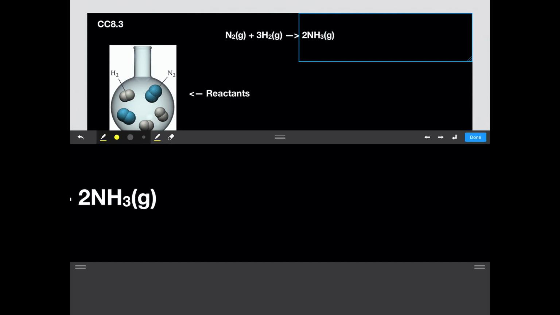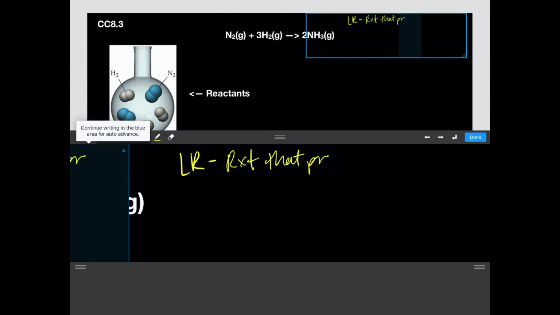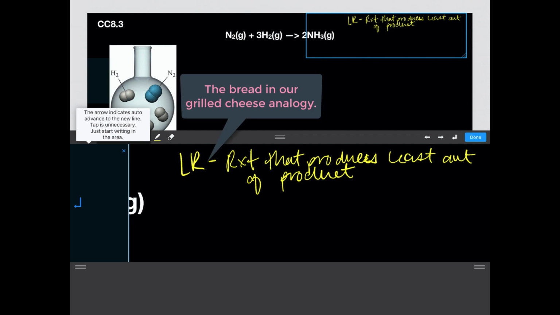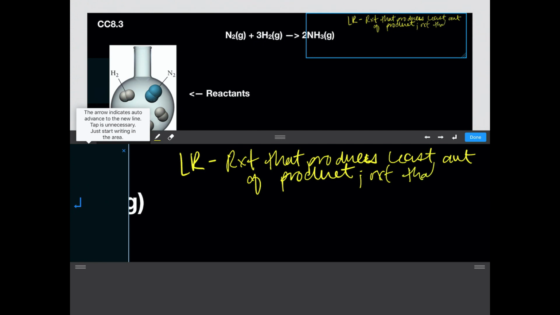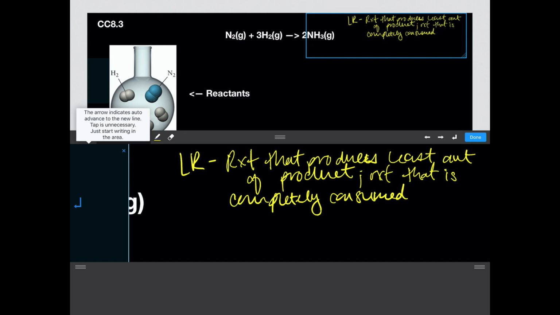So first of all, we should know definitions of things like limiting reactant. What is a limiting reactant? That is the reactant that produces the least amount of product. Another way to say that is, if it produces the least amount of product, it is also the reactant that is completely consumed. That means that at the end of the reaction, there is 0 limiting reactant remaining. Does that make sense?